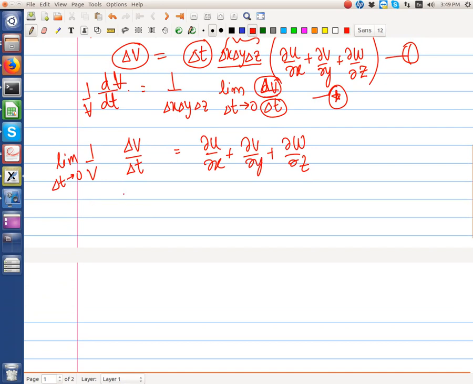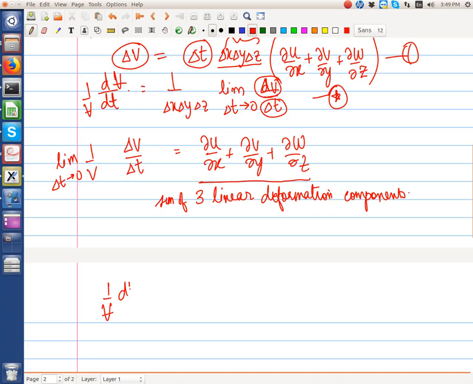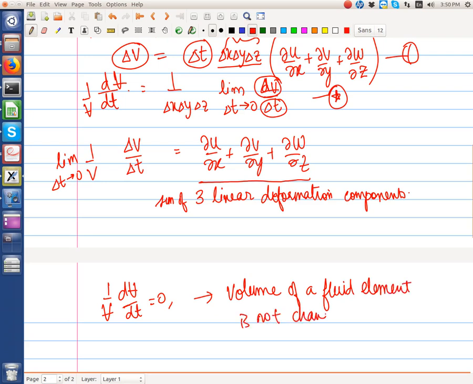Okay, so physically the meaning is that the rate of change of volume is due to the sum of the three linear deformation components. And if we have (1/V) dV/dt equal to 0, it means that the volume of a fluid element is not changing. Of course, the fluid element is allowed to deform. It can still deform, but the volume is not changing.